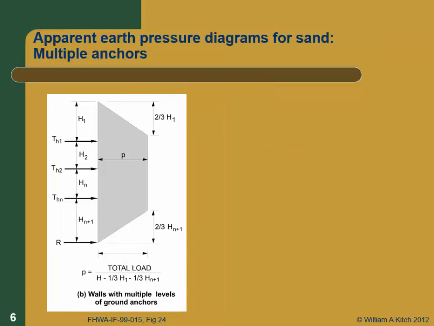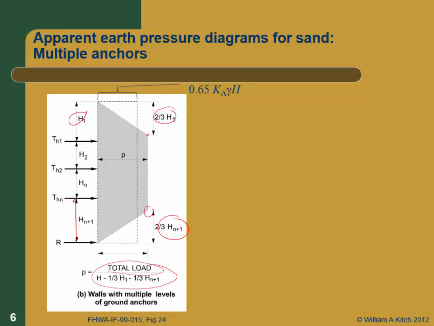For multiple anchors, we're going to get a different envelope. And the shape of the envelope's different, although it's philosophically the same. The first break is 2/3 of the depth to the first anchor, and the break at the bottom is 2/3 of the spacing from the bottom anchor to the top. But P is defined differently.